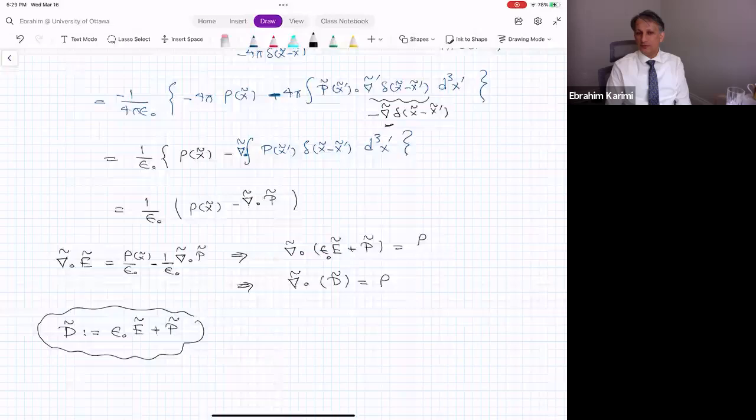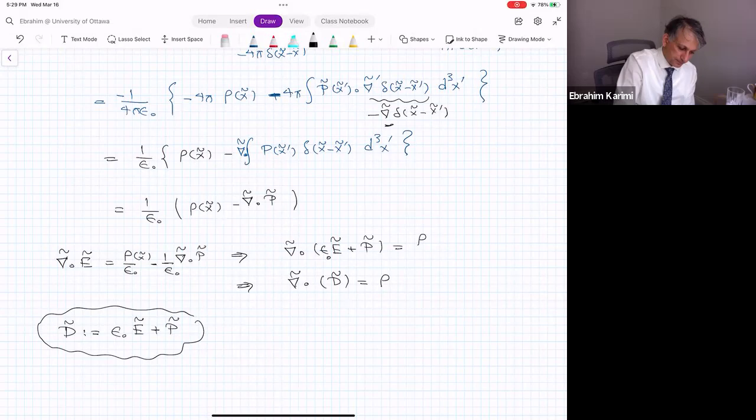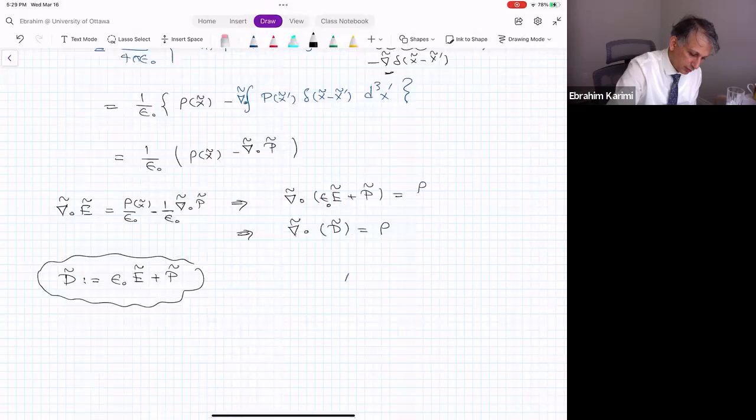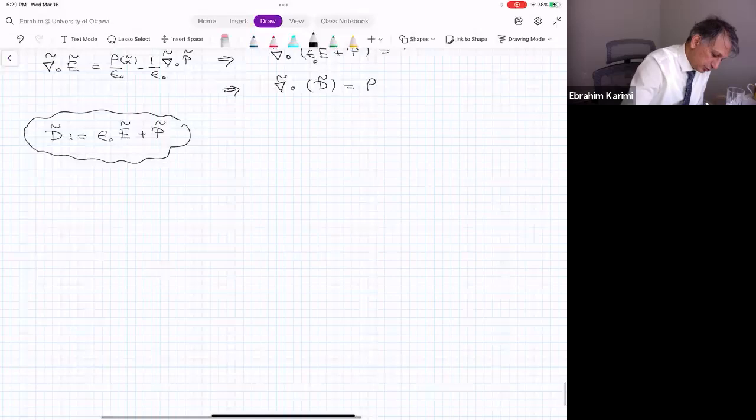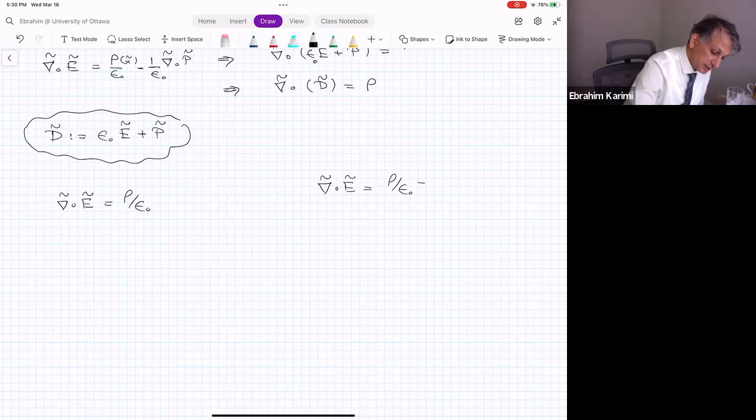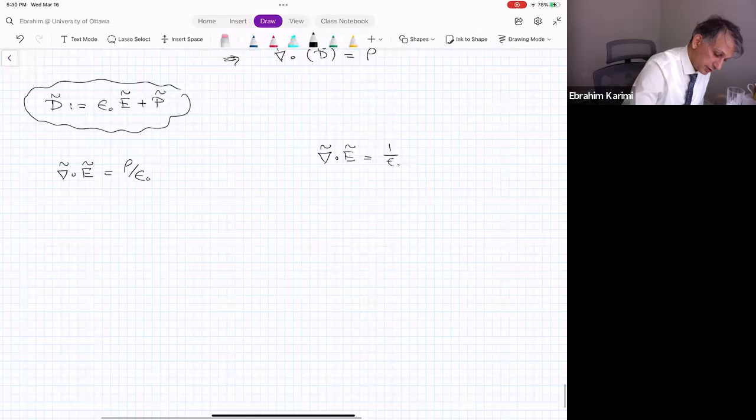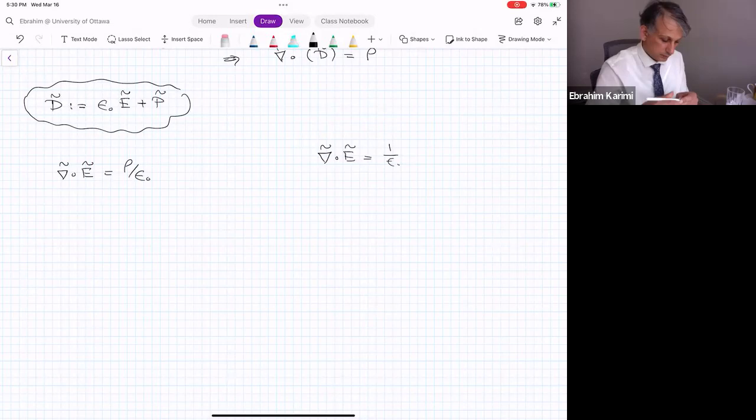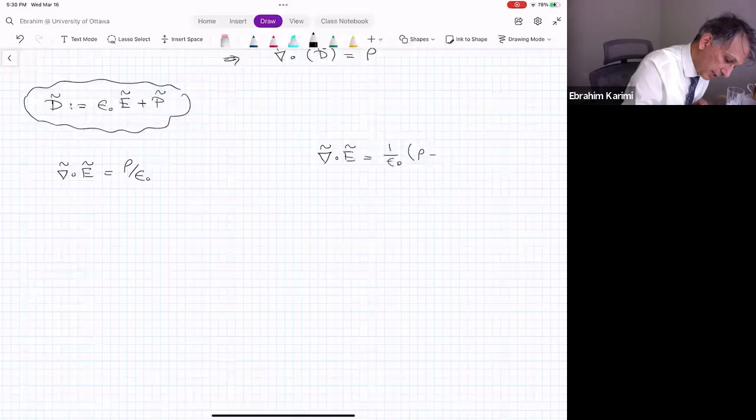So whenever you have a material, then there is the electric field contribution. For vacuum, we had this situation, where divergence of E was rho divided by epsilon zero. But for a material now, divergence of E is given by one divided by epsilon zero, rho minus divergence of P.